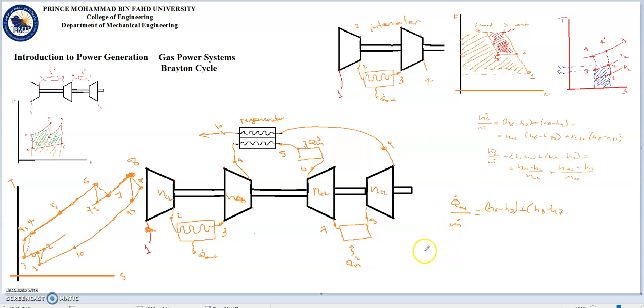It's more interesting now to define the regenerator effectiveness, which is the energy we actually get, so H5 minus H4, divided by the maximum energy that we could potentially get, which will be H9 minus H4.